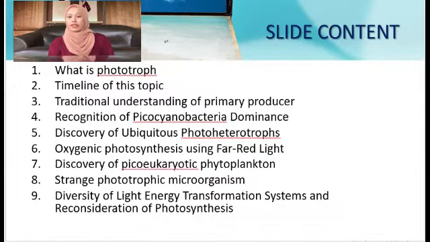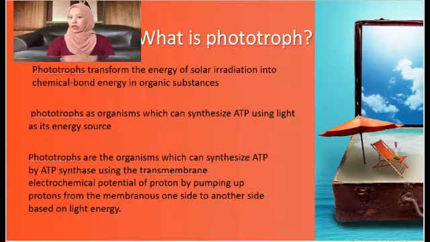Today I will explain about the diversity of the marine phototroph. Before we start, we need to know the meaning of phototroph. Basically, a phototroph is an organism that synthesizes ATP by using light as its energy source. This organism synthesizes ATP by ATP synthase, using a transmembrane electrochemical potential by pumping protons from one side of a membrane to the other, based on light energy.